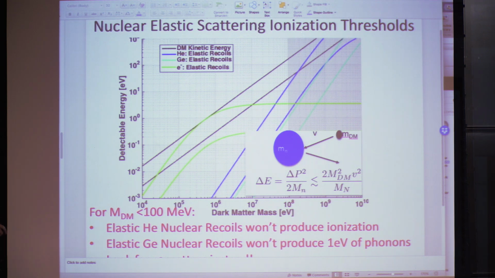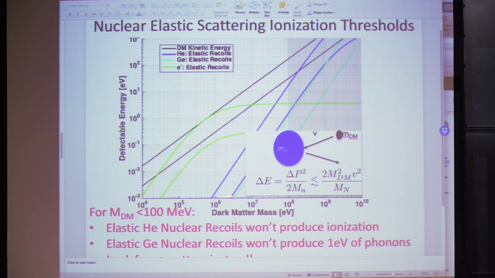And what I've done is I've used V escape for our galaxy and V average for some dark matter halo. So V escape would be the highest velocity we would expect in our galaxy, and this would be something like the average, just to set the scale of what kind of recoil energies we could see. And we see this m squared dependence, 1 over m squared.